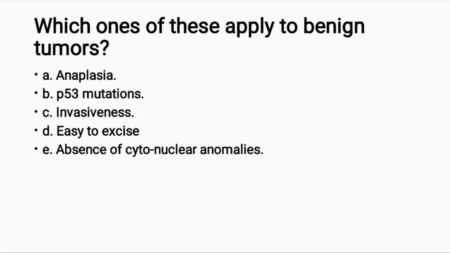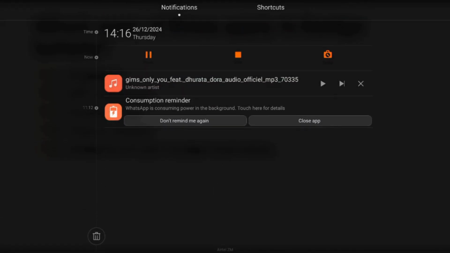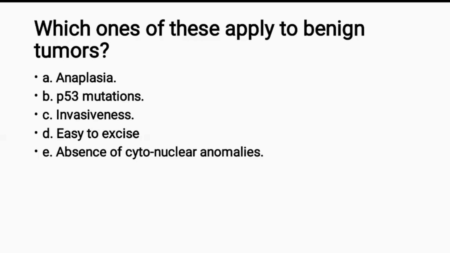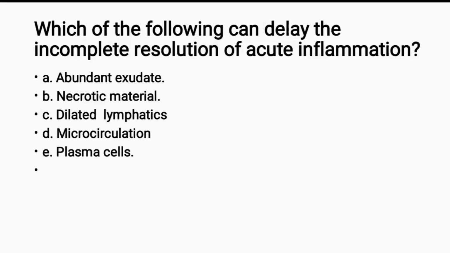Which one of these applies to benign tumors? C. Invasiveness. D. Easy to excise. E. Absence of cytonuclear anomalies. Well, the answers are D and E. A benign tumor can be easily excised and there is absence of cytonuclear anomalies.